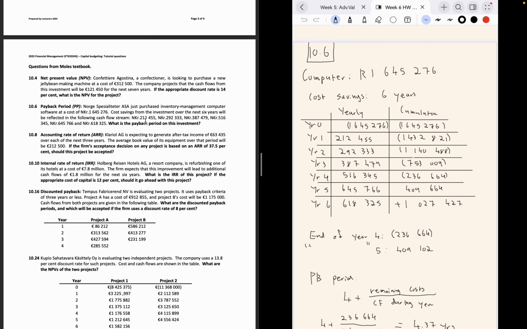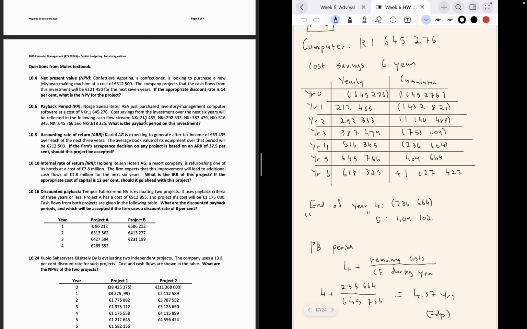1,432,821. And so we keep doing that until you'll see by end of year 4, there's still, I guess, a cost of 236,604 that has to be recuperated. But at the end of year 5, we're actually in the black. We've made a profit of 409,664. So in this question, what they're asking us is what is the payback period on this investment? So that's essentially how long does it take, given these cash flows, how long does it take you exactly to pay back the initial cost of the investment?